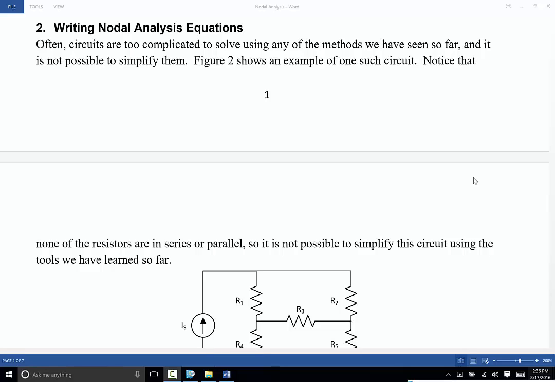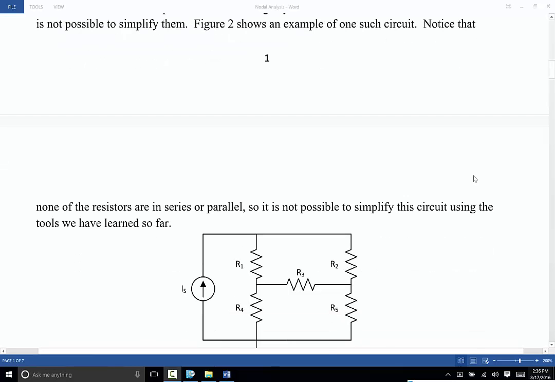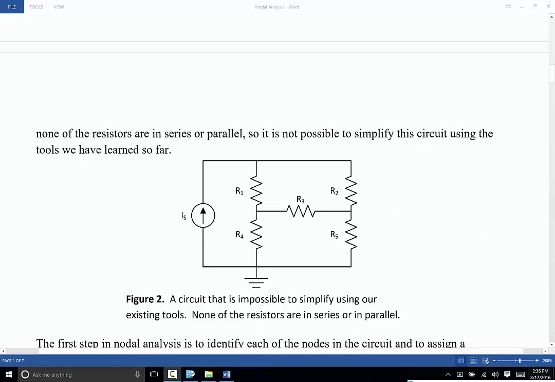So now that we understand the process of identifying the nodes in a circuit, we can write equations for each of those nodes. Before we talk about writing those equations, let's just take a minute and consider why we would need a new tool. Why is it that nodal analysis is so important and so powerful if I'm telling you that we've already seen all of these other tools?